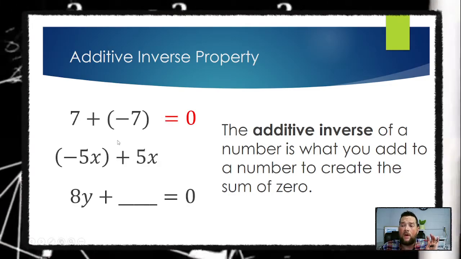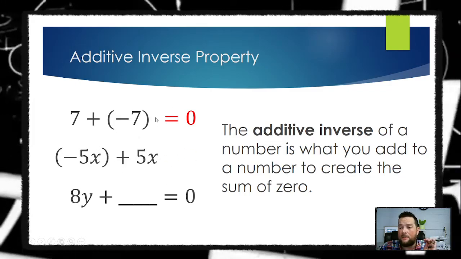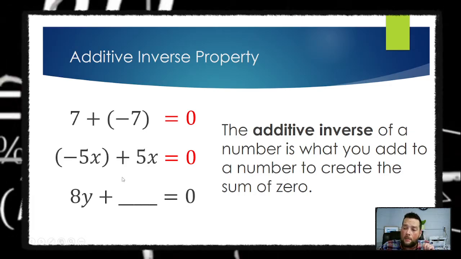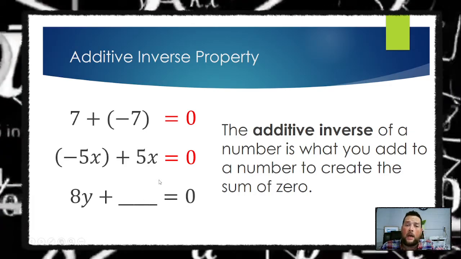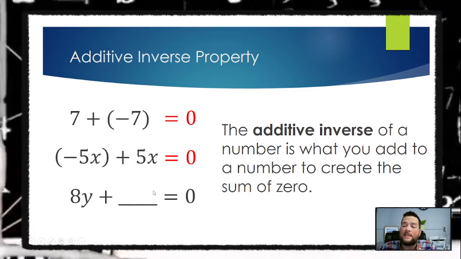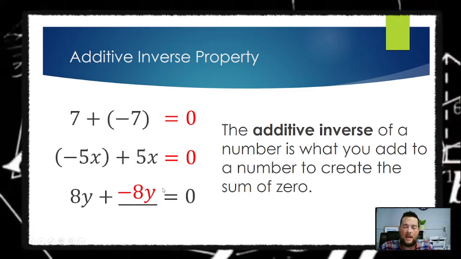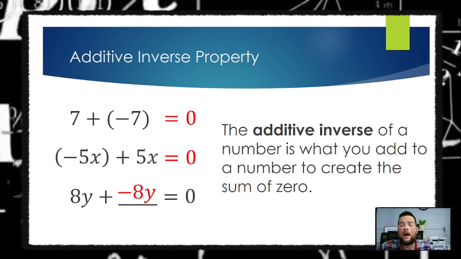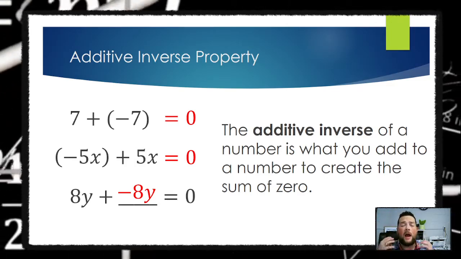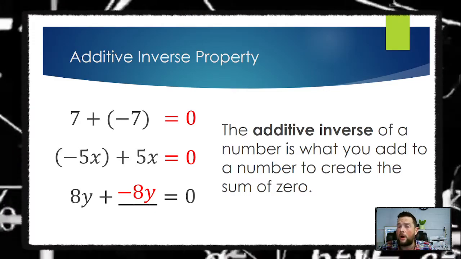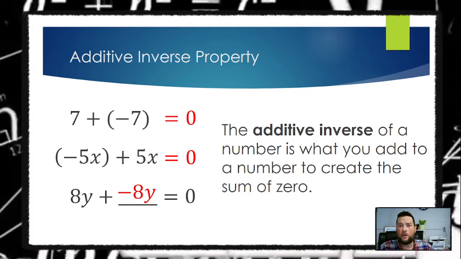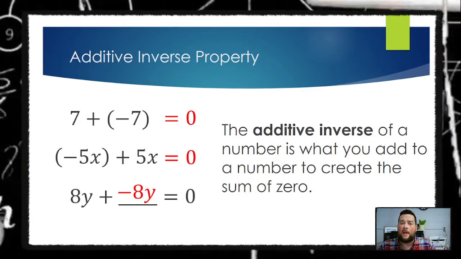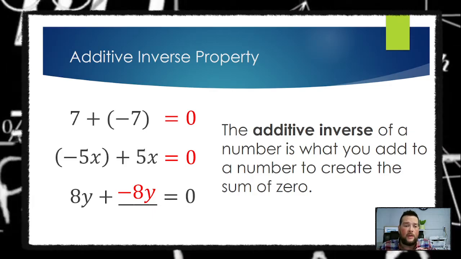Or if we have negative 5x plus positive 5x, that's going to be 0. Or if we have this situation right here, what number do I have to add to 8y in order to make 0? I've got to add its opposite, which is negative 8y. We're really going to want to key into that concept, the additive inverse property and the concept of making 0. So you'll hear me use that terminology quite a bit. How do we make 0 in this kind of situation? And the answer is by doing the inverse, the additive inverse.